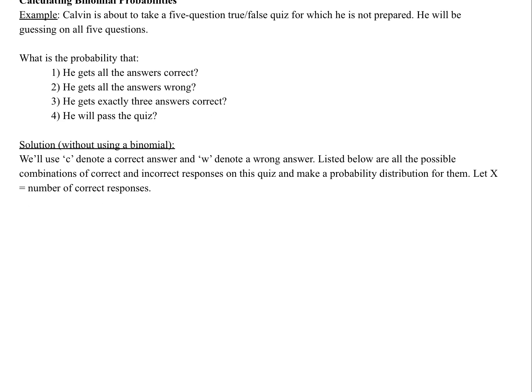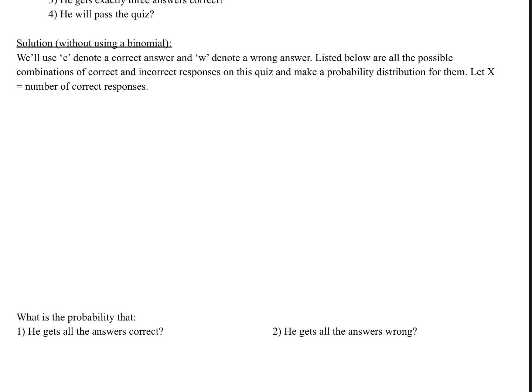So we can do this without using the binomial distribution. This is what we were doing with our probability distributions in the previous sections. We can count the number of outcomes where he gets a question correct and do it that way. Let's use C to denote a correct answer and W to denote a wrong answer. We're going to list all the possible combinations of correct and incorrect responses on this quiz and make a probability distribution. So X is the number of correct responses.